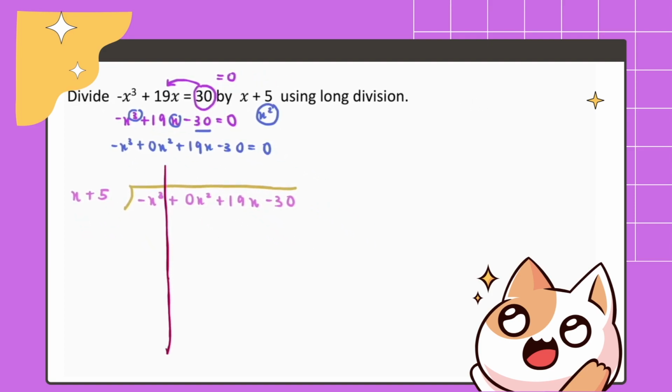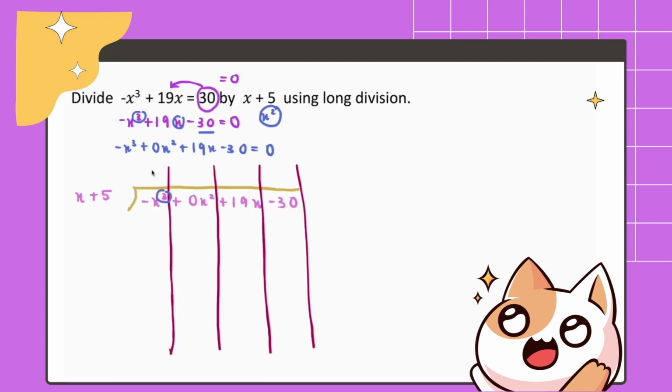Using the lane switch concept, we draw 4 lines so we don't get confused later on. We know that x plus 5 is a factor of this equation, so how do we find the quotient? We have to eliminate cubic, quadratic, linear and constant until we get 0. This is where the pit stop comes in handy.